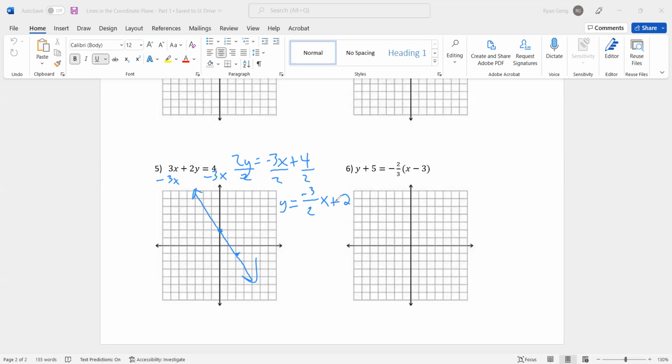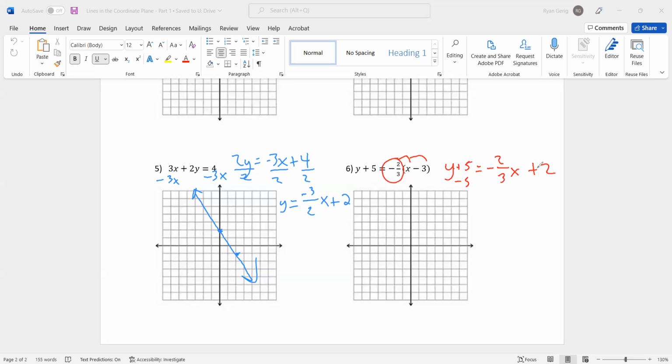Okay, number 6, last one for these notes. It's in point slope form. Okay, if you understood point slope form, you could actually graph from this equation. You wouldn't have to do anything, but most people don't. So I'm going to go ahead and distribute. I get y plus 5 equals -2/3 x. And then -2/3 times -3. A negative times a negative is a positive. 2/3 times 3 is 2, so plus 2.